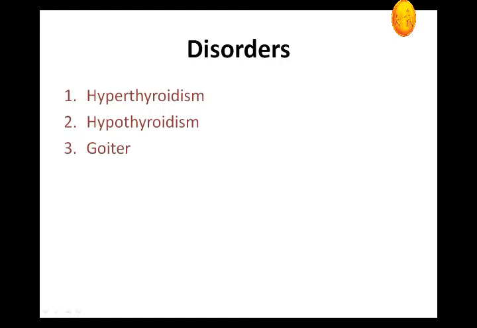A short note may be asked on hyperthyroidism. Hyperthyroidism, or it is called thyrotoxicosis. In that, the T3 and T4 levels are increased. There is hypersecretion of thyroid hormone. There are just two reasons. One is called Graves' disease.